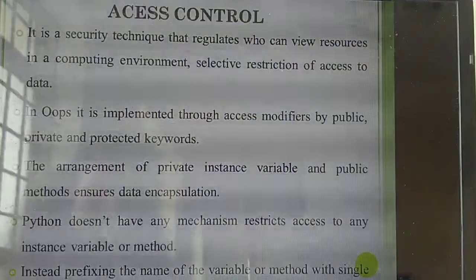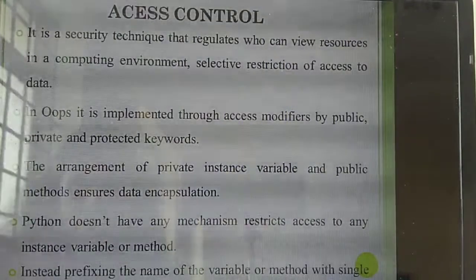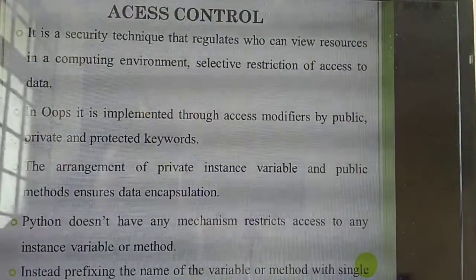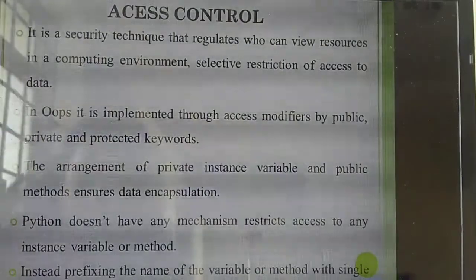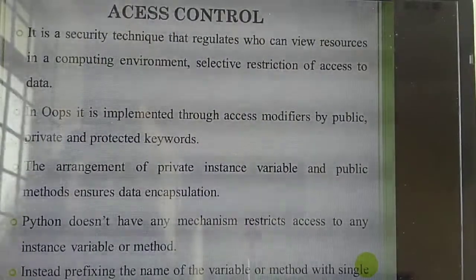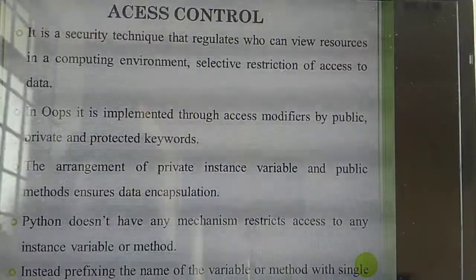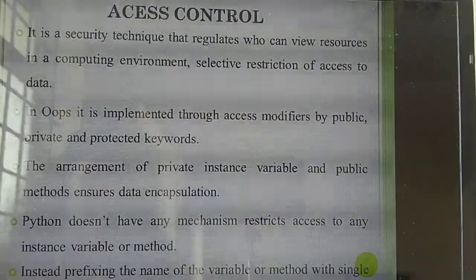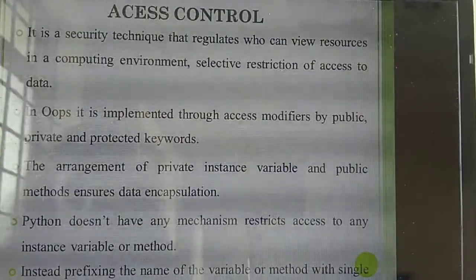Who can access the resource? That is called which one? Access control. Understand? Yes. In object-oriented programming, this you already studied. In object-oriented programming, this access control is done by 3 keywords. What are they? Public, private and protected.